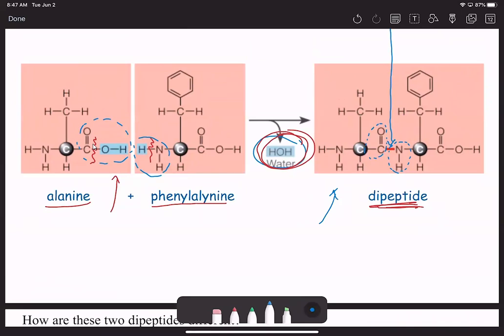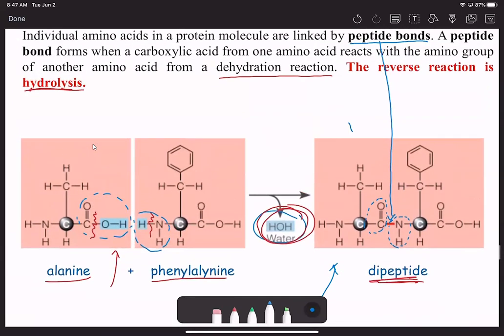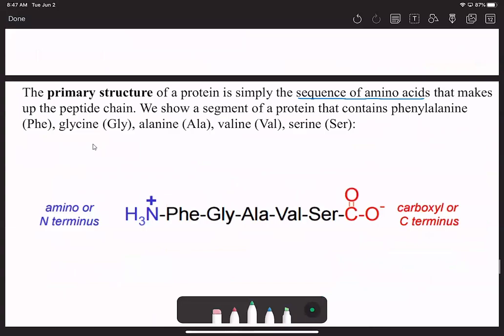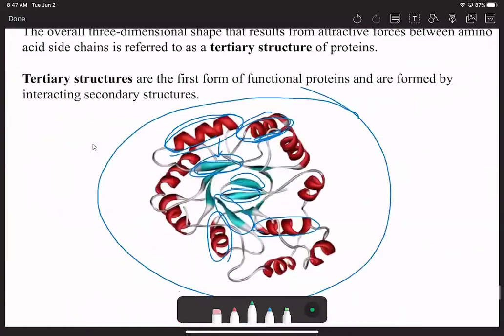Hydrolysis is that we're going to take this protein or this peptide here, and we're going to break it up into its individual amino acids. So we take this peptide or protein, break all the peptide bonds up, and we separate it into its individual amino acids.